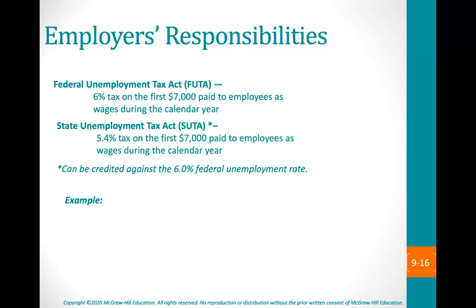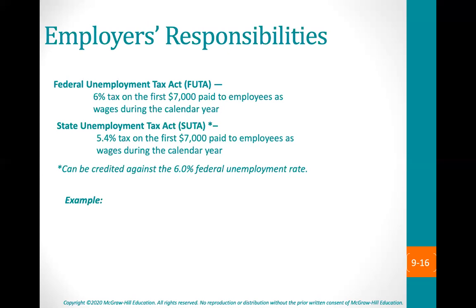In addition, the state also has SUTA. The current SUTA tax in many states is 5.4% on the first $7,000 an employer pays an employee. Some states offer a merit rating system that results in a lower SUTA rate for companies that have stable employment. On the flip side of that, states also charge companies with poor employment records a higher SUTA rate, so that companies are not having to pay unemployment as much on the same wages.